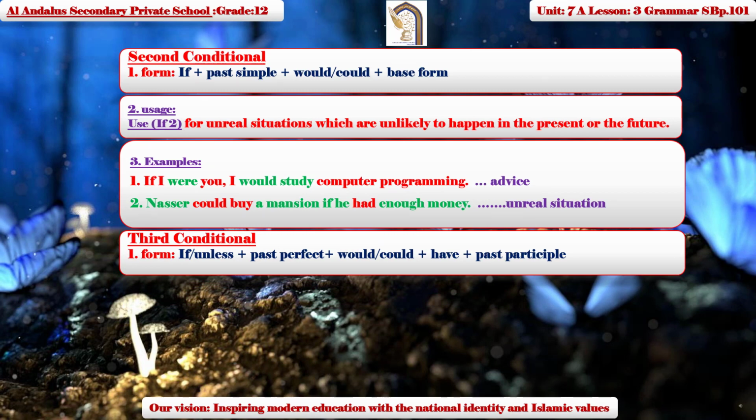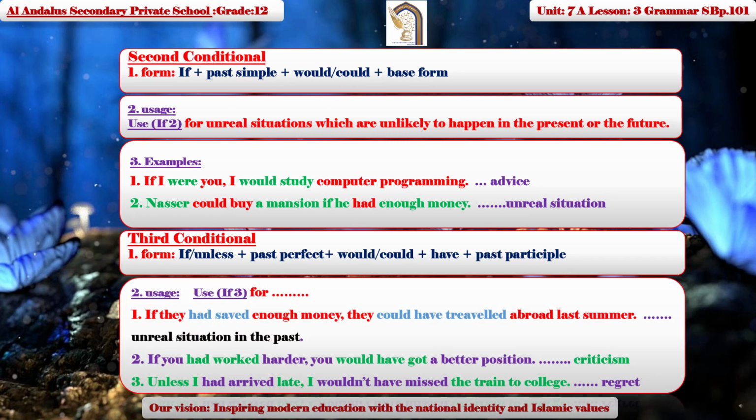Next, we have got the third conditional. If or unless is followed by past perfect, which is had plus the past participle, then the main clause or the result clause should be would or could plus have plus the past participle. We use the third conditionals for several purposes. Let's look at the examples and work out the meaning.